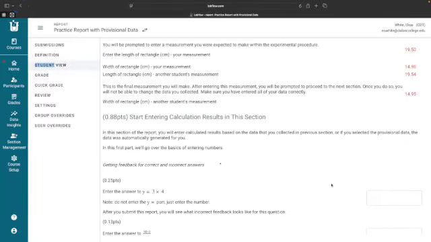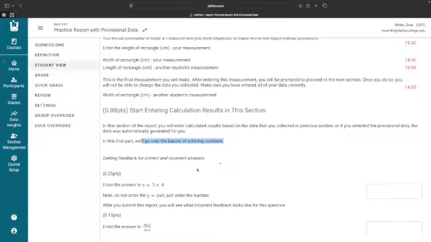Now we're going to start entering calculations in this section. In this section of the report, you will enter calculated results based on the data you collected in the previous section. Or if you selected provisional data, the data was automatically generated for you, right? Pretending as though we actually did the lab. In this first part, we will go over basics of entering numbers, getting feedback for correct or incorrect answers.